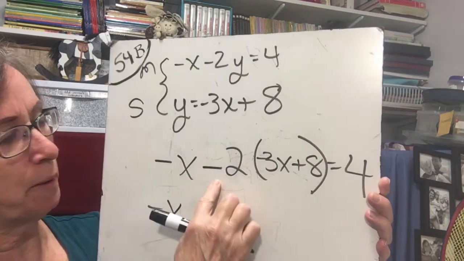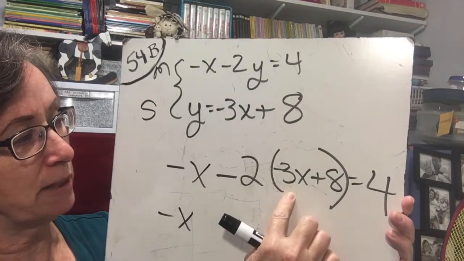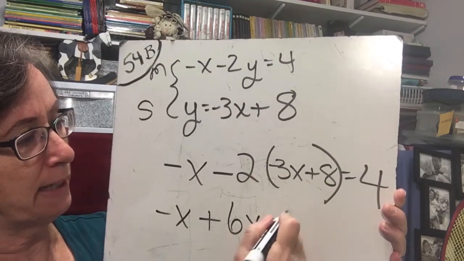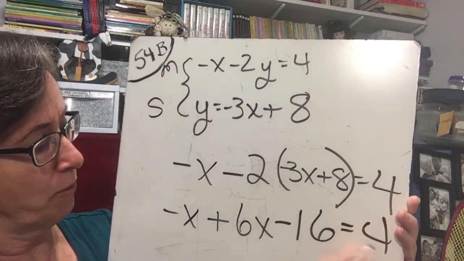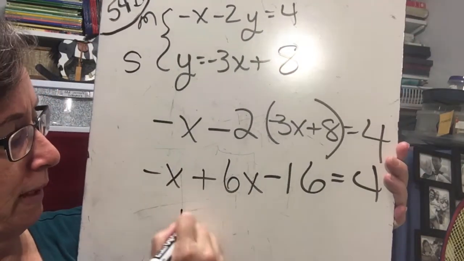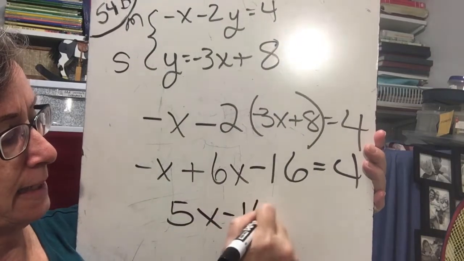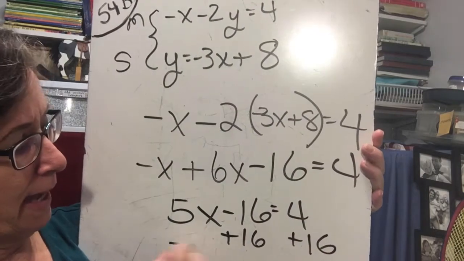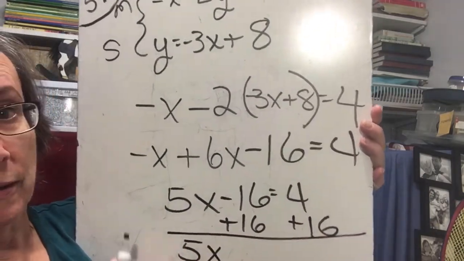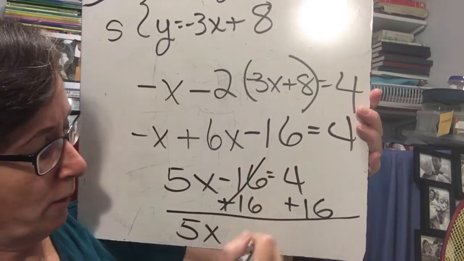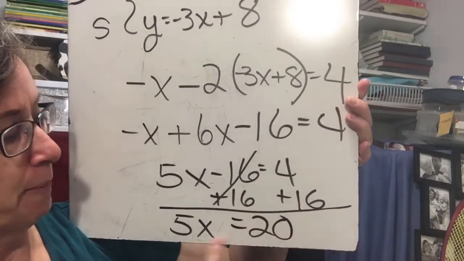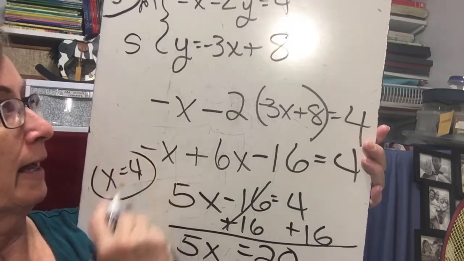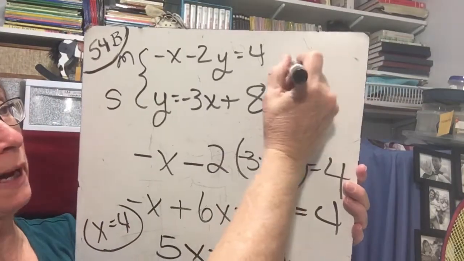Negative 2, distribute the minus 2 all the way through. Negative 2 times negative 3x is positive 6x. Minus 2 times 8 is minus 16 equals 4. We get all of our x's together and we get 5x minus 16 equals 4. Add 16 to both sides. 5x equals 20. If I divide both sides by 5, then I get x equals 4. So we're going to put up here in a little answer spot, x is equal to 4.